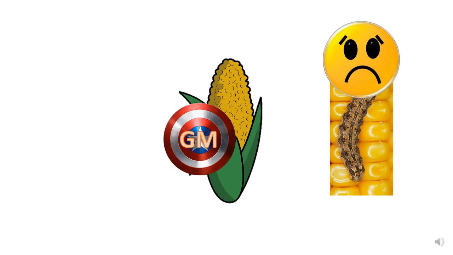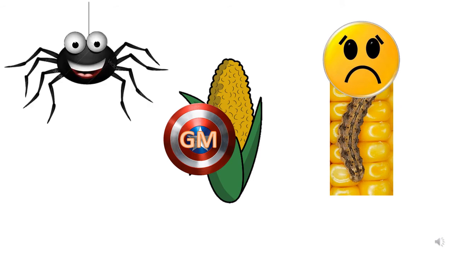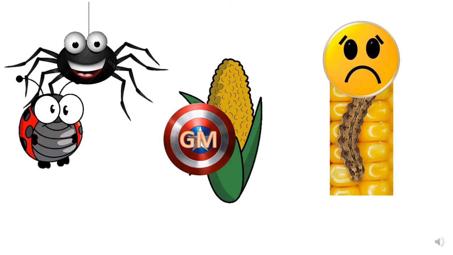This is good news because other species, such as spiders and ladybirds, are predators in the area that would normally feed on other insects like the corn borer. They are unaffected because they don't chew on the corn and release the toxin when the cells are broken.